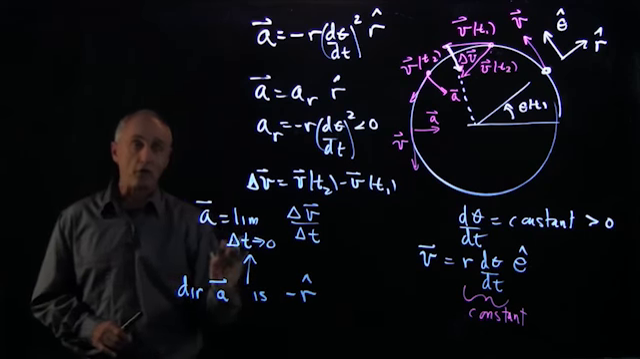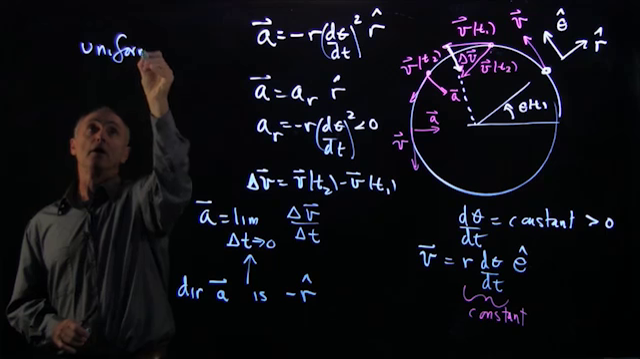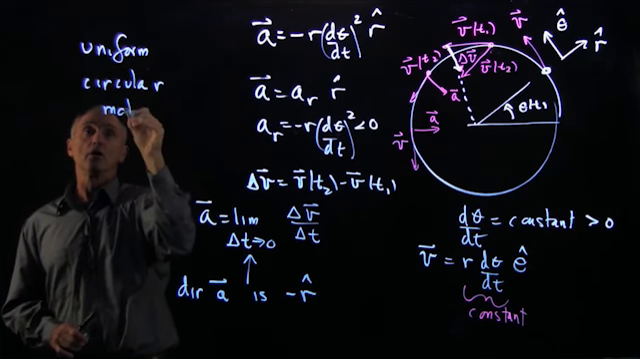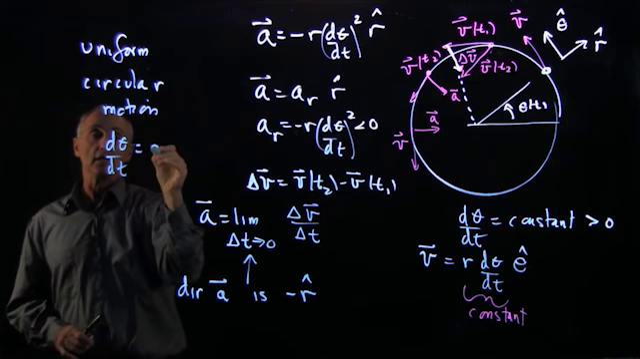Again, let's just recall that this is the case for what we called uniform circular motion, which is defined by the condition that d theta dt is a constant.